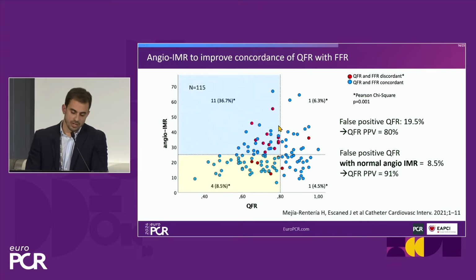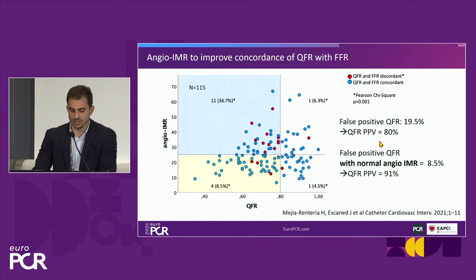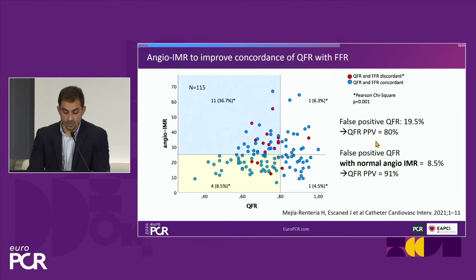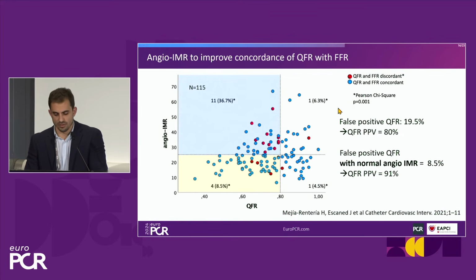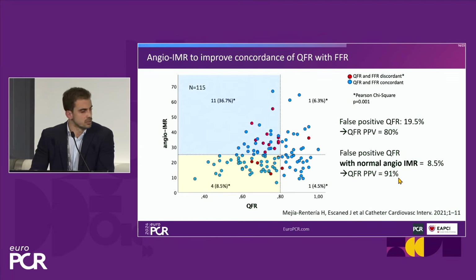So if we calculated the positive predictive value of QFR in this cohort of patients, it was 80%. But when we erased the patients with discordant QFR and FFR values, the red dots, the positive predictive value went up to 91%.